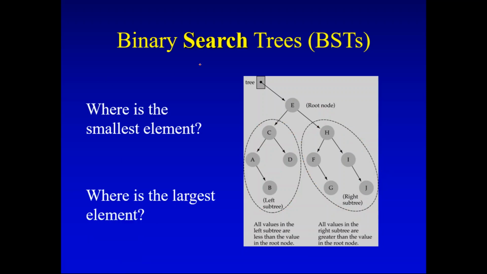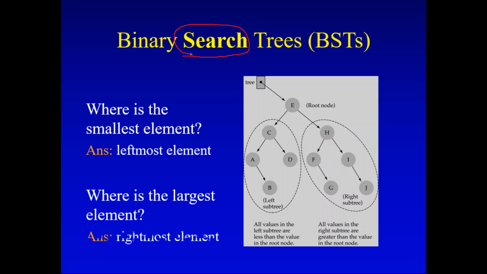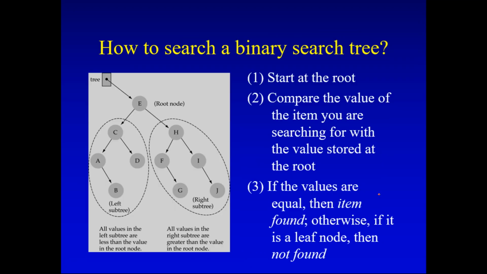And as the name says, it is a binary search tree. It makes searching much easier. I mean, it reduces the complexity of search. So where is the smallest element? It is in the leftmost. And where is the largest element? It is in the rightmost. So how do you search a binary search tree? How will you check whether a particular element is present or not? Say, for example, I want to find whether I is in the binary search tree. So how do I do that?